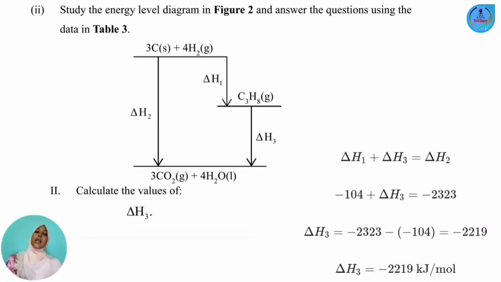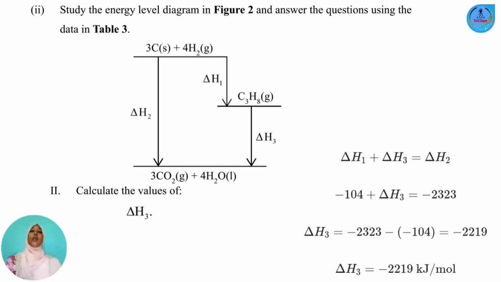So if that is the case, and we already know what delta H2 is, we already know what delta H1 is, isn't this easy for us to get delta H3? Yes, it is. So delta H3 will simply be given by taking delta H2 minus delta H1. So if you go through that, you will end up having the following value.